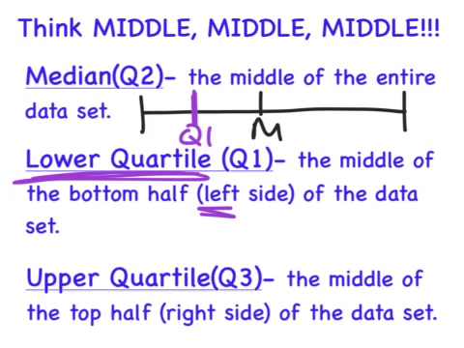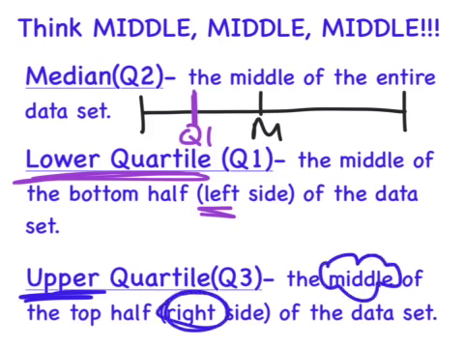Then we have our upper quartile, and our upper quartile is the middle of the top half or the right side of the data set. So I have to find the middle of the top half. Well, the middle of the top half is about right here, and that would be our Q3. And so once we have that, we have all our lines that we need to do our box with.